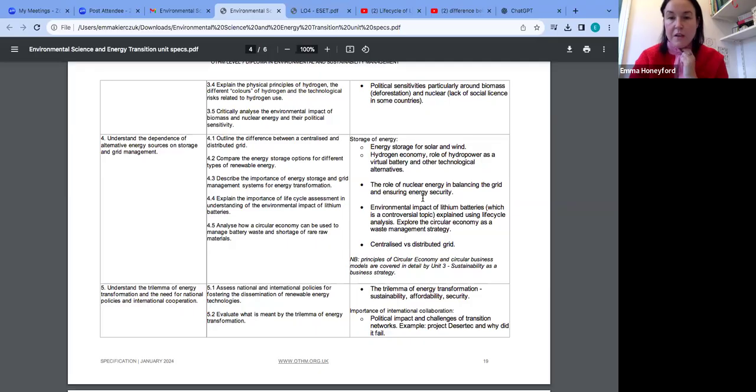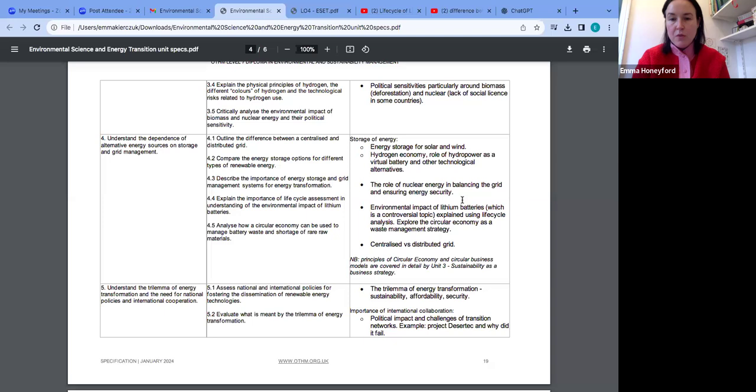So we'll cover today energy storage for solar and wind. We'll look at how to store hydrogen economy, the role of hydropower as a virtual battery and other technological alternatives, the role of nuclear energy in balancing the grid and ensuring energy security, and the environmental impact of lithium batteries, which is a very controversial topic if you're maybe aware already, and explain how to use life cycle analysis, so what life cycle analysis is and why is it important when we think about comparing different renewable alternatives.